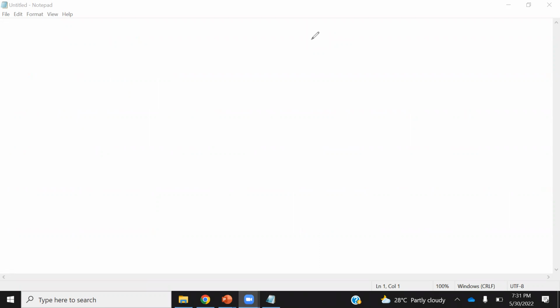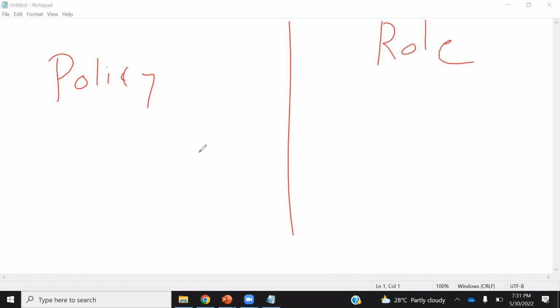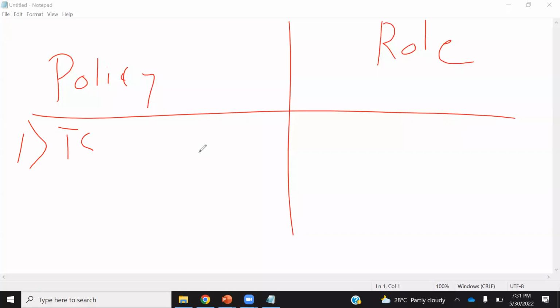What is the difference between policy and role? Policy and this guy is role. When I say policy, it is a JSON documentation.